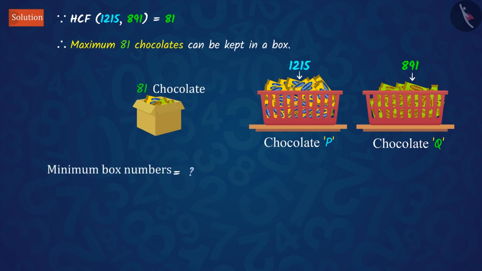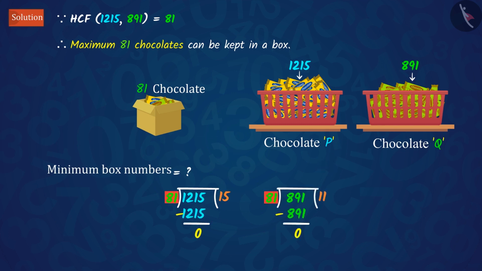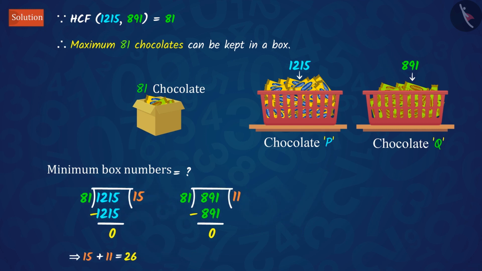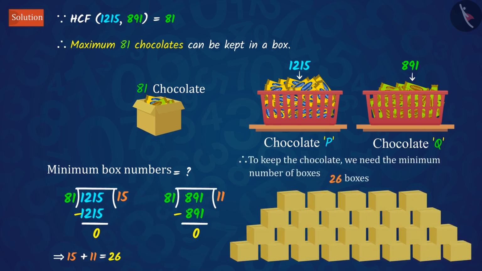Since we have to find the minimum number of boxes required, can you tell what we have to do in order to find this? Well done! If we divide the numbers of chocolate P and chocolate Q by 81, that is, the maximum number of chocolates that can be kept in a box, and add the quotients obtained, we get 26, which is the minimum number of boxes required. Hence, minimum 26 boxes are required to keep the chocolates.